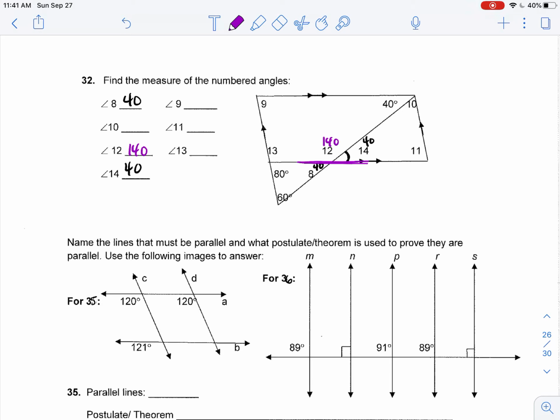Okay, what else do we have? Let's see. I've got a linear pair right over here, so I can say that angle 13 is going to be 100 because 100 plus 80 is 180. Okay, let's see. If I use this as one parallel line and this is one parallel line with this line as my transversal, then I know angles 13 and 11 are same side interior, so they are supplementary. So angle 11 is going to be 80.